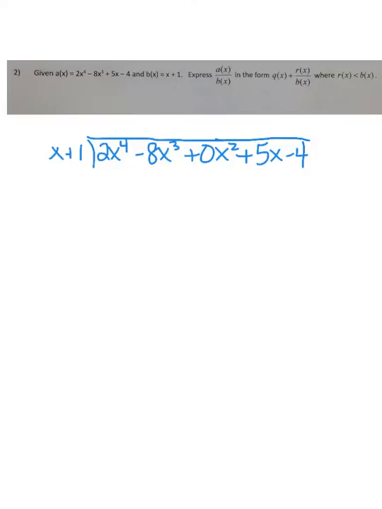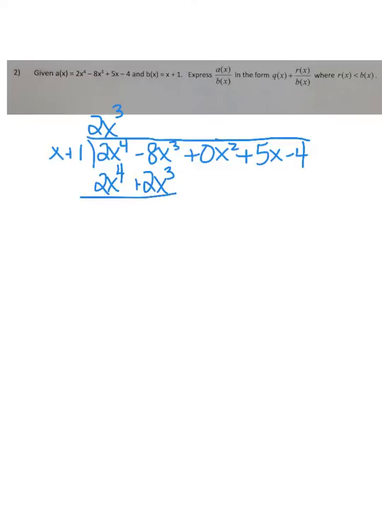All right, so we're going to start like we did the last one. So what am I multiplying the x by to get to 2x to the 4th? So that would be 2x cubed. Then I'm going to distribute that through, and that's going to give me 2x to the 4th plus 2x cubed.